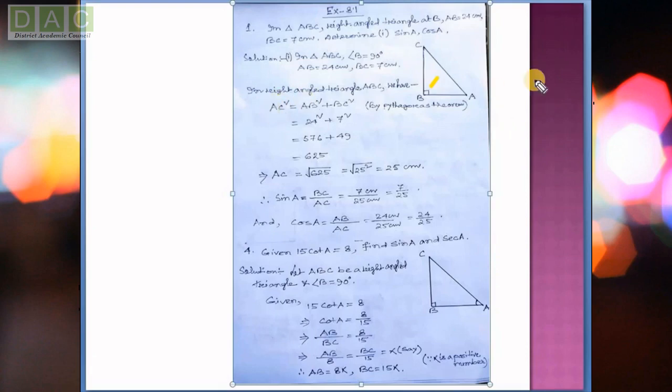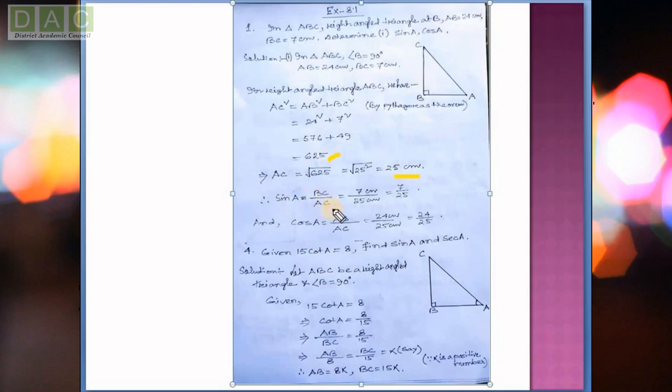AC square equals AB square plus BC square. Now AB is given as 24, make it square, and BC is 7, make it square. Ultimately it is 576 and this is 49. Now add these two, you will get 625. This is the value of AC square equals 625. Now AC will be root over 625. 25 square is 625, so square and root are cancelled. So ultimately 25 centimeters.